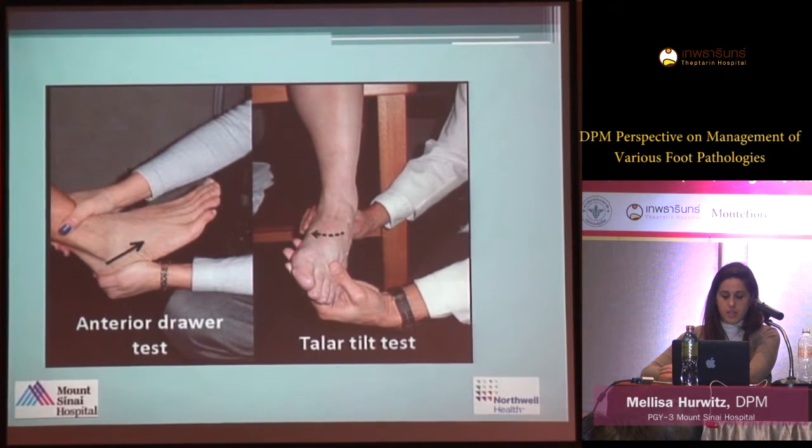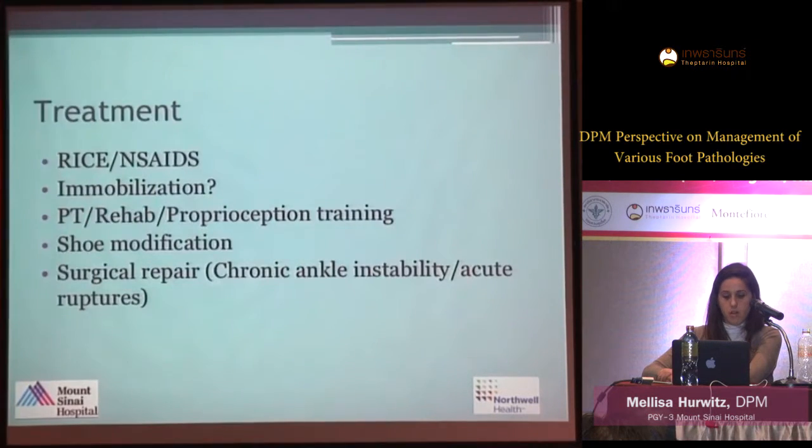For the talar tilt test, you can pretty much put your hands in the same position, but you just want to invert the calcaneus. More than a 10 degree difference in tilt or inversion as compared to the contralateral foot and ankle is considered abnormal, and you may want to get an MRI at this point to see if you have CFL damage as well.